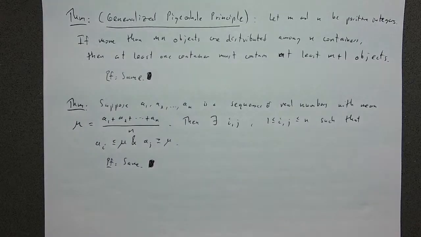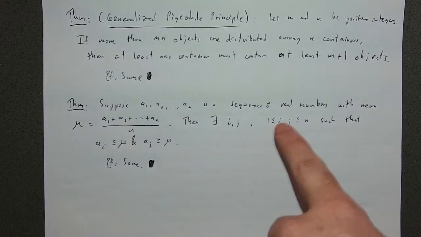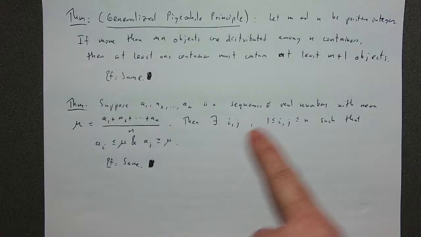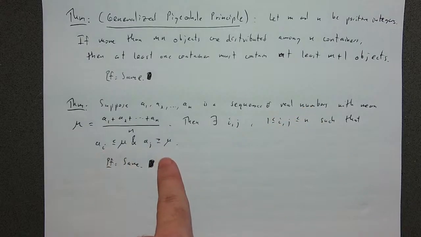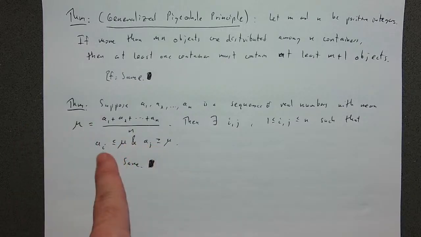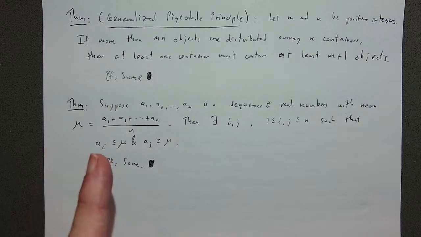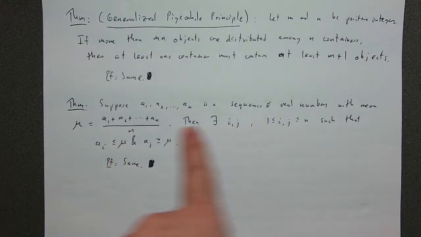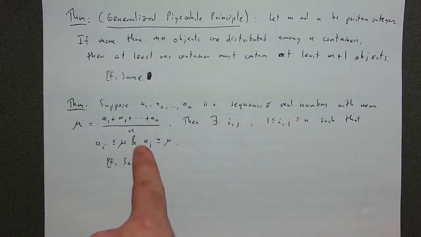If there were no such i's and j's, then every element of the sequence would be either strictly less than or strictly greater than mu. But if that was the case, mu couldn't actually be the average. So you have to have at least one integer i such that a sub i is less than or equal to mu, and similarly you have to have at least one integer j such that a sub j is greater than or equal to mu. So that is the argumentation.